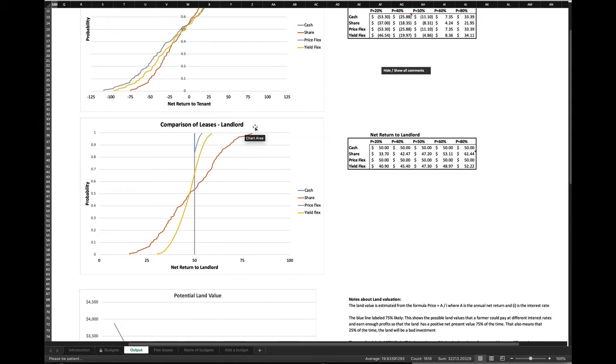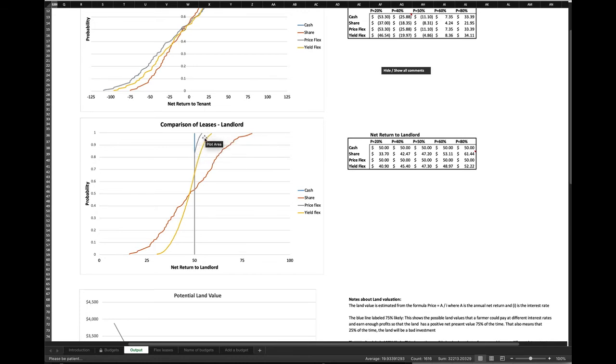And just think about your typical landlord, probably someone who's retired, getting up in years. They don't want to take on a lot of risk. That's why cash leases look so attractive to them. The other thing to notice about this lease is you can also see the price flex lease, which is this gray line. Again, it parallels the $50 mark, and then it kind of veers upward again.